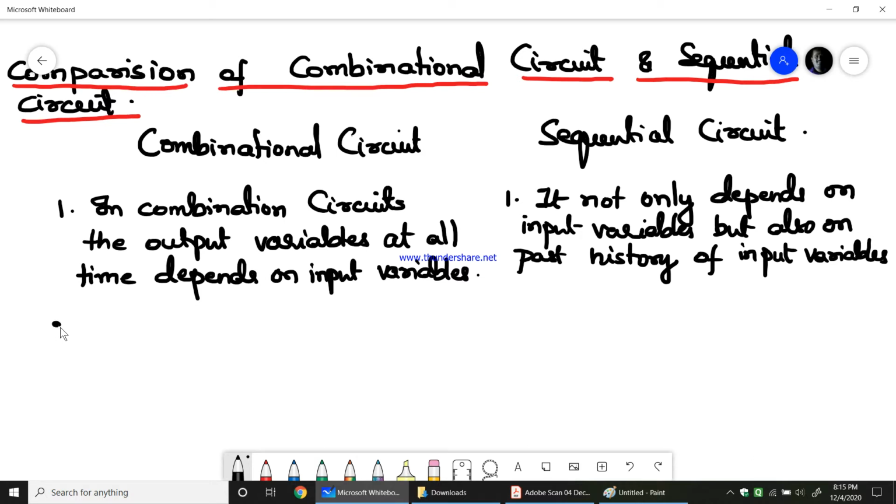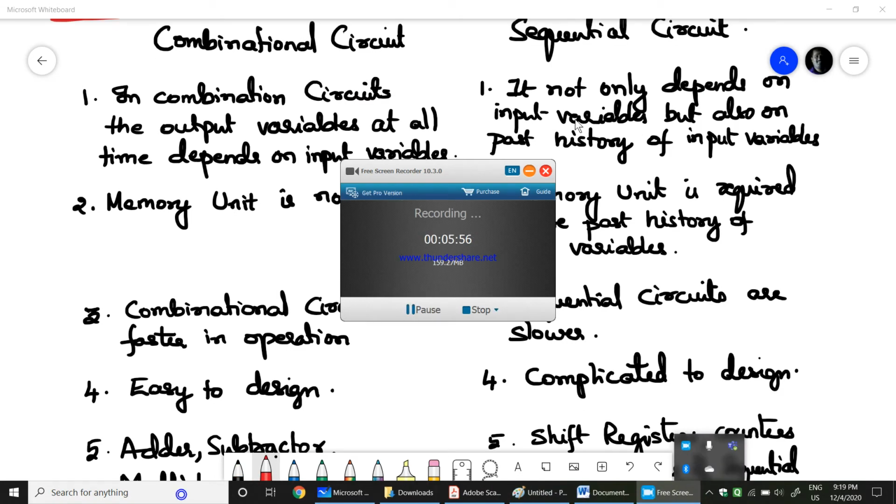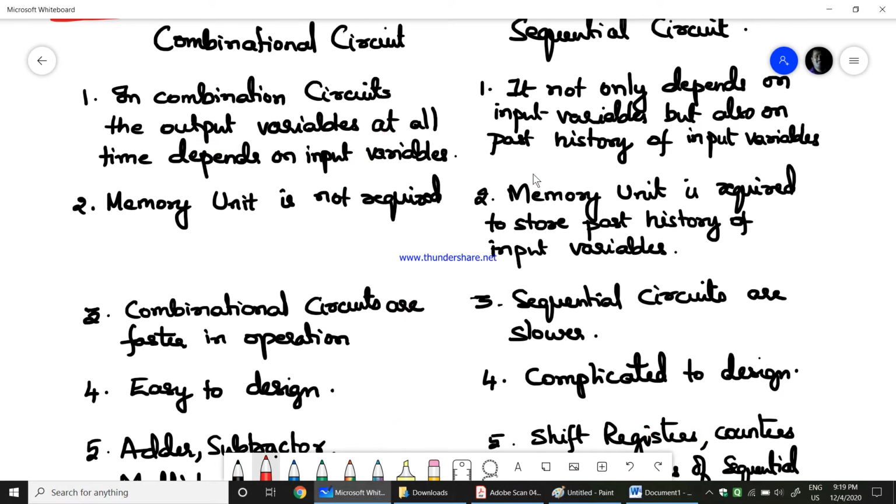Now the second difference between the combinational circuit and the sequential circuit is that a memory unit is not required in a combinational circuit. There will not be any memory element in the combinational circuit, right? We don't need anything to be stored in a combinational circuit.